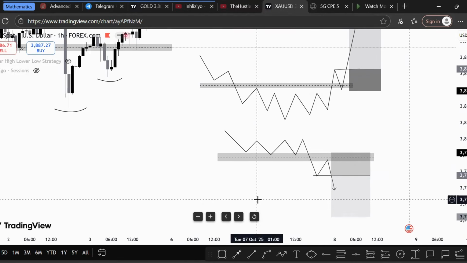Usually 1:3, 1:4, 1:5. So you also need to be realistic in terms of your targeting and everything, right?